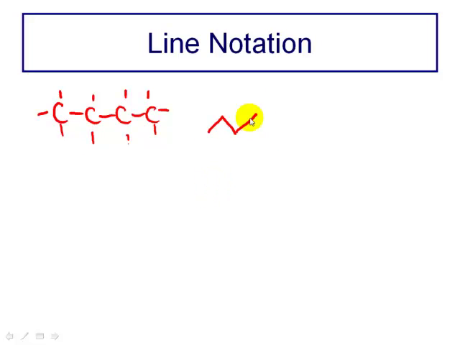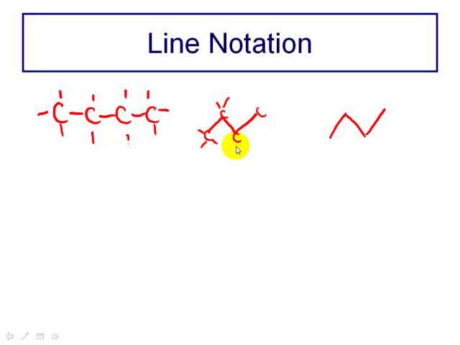And here's what this means. It's implied that there's a carbon at each end and each vertex. So here there'd be a carbon and a carbon and a carbon and a carbon. I'm filling in the blanks for you, but really this is the same thing. This is the line notation for butane. And then attached to each carbon is going to be as many hydrogens as it can possibly hold. So right here I'm going to have 3.